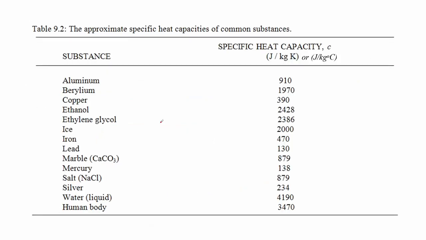Here we have a list of different specific heat capacities of common substances. We see water in liquid form has a very large heat capacity, which shows that the quantity of heat is larger compared to its ice form. Note that the unit has Kelvin as the temperature scale, so take this into consideration when solving problems.